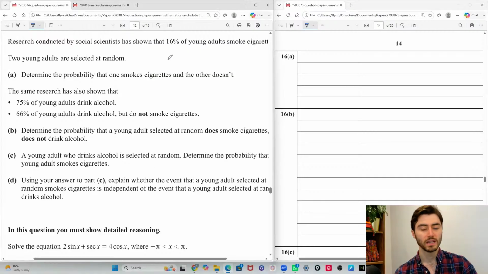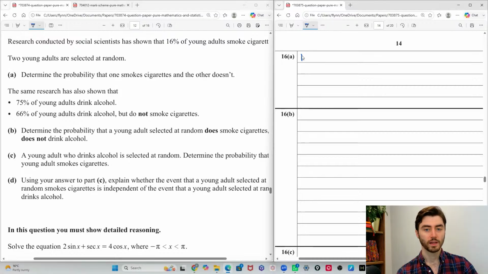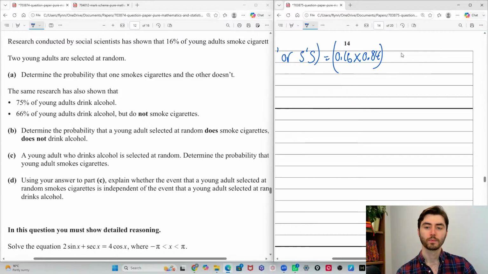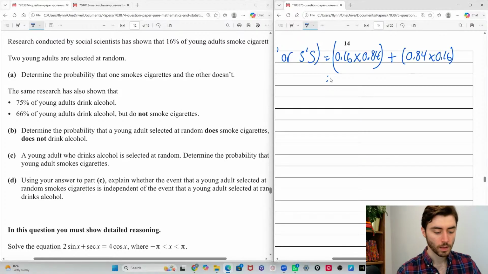So we're going to assume each of these are independent at 16%. So one smokes and the other doesn't would be either the probability of smoke and then not smoke, or not smoke, smoke. So in other words, it's smokes and doesn't smoke, or, which is plus, not smokes and smokes. Okay. So 0.16 times 0.84, which really times 2, it's 0.2688.